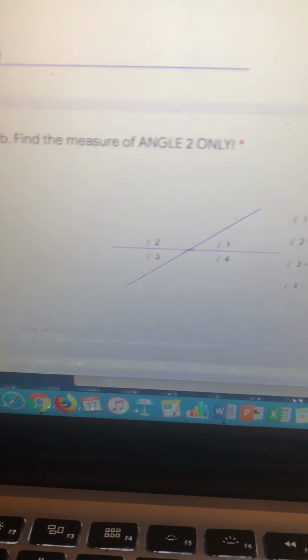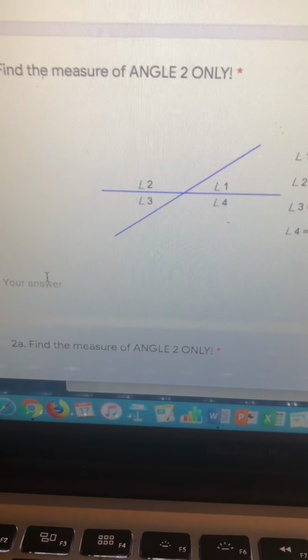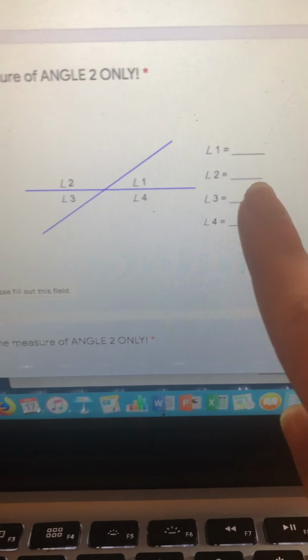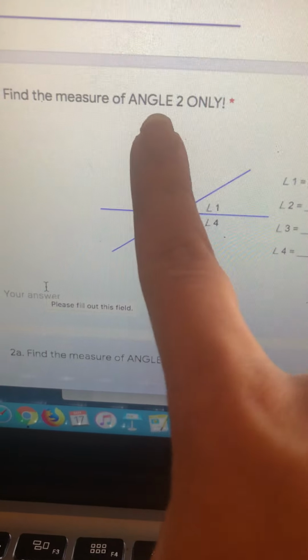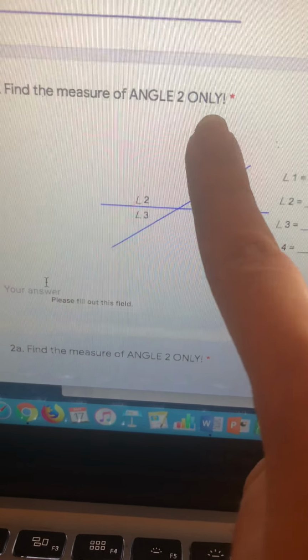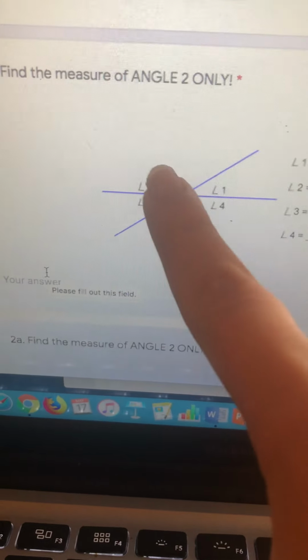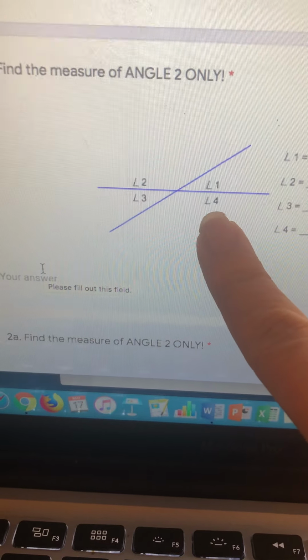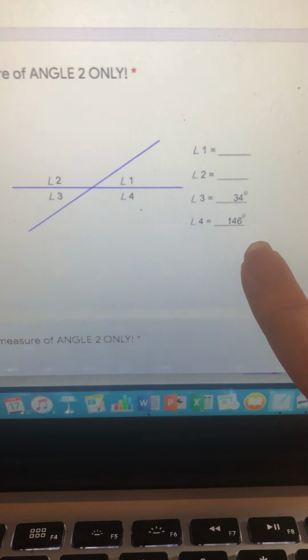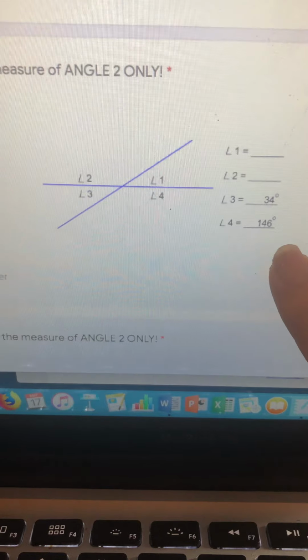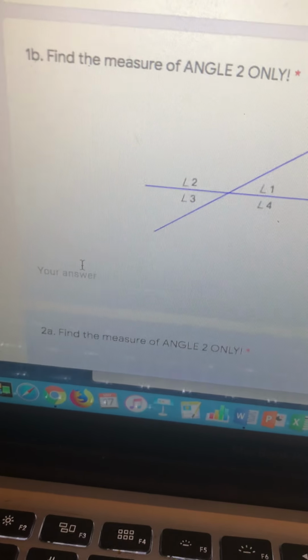Okay? Going down to 1B, it's the same picture, but now they want you to find angle 2. See how it says it in capital letters? You're only looking for angle 2. So angle 2 is opposite or vertical angle 4. So whatever angle 4 is, that's going to be the measure that you would type in for your answer here.